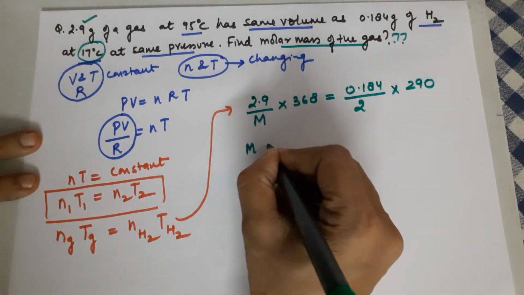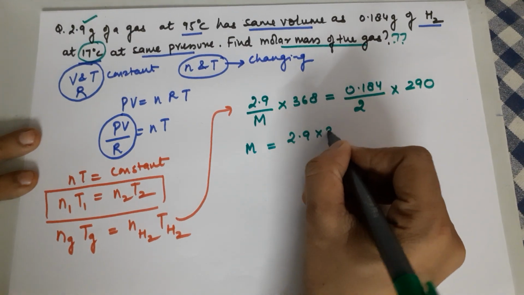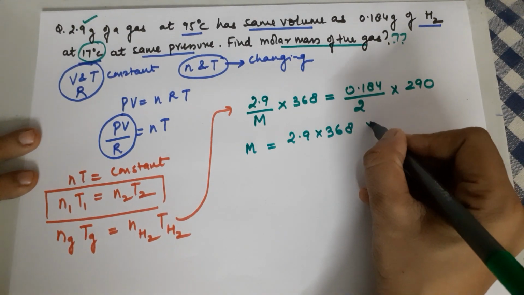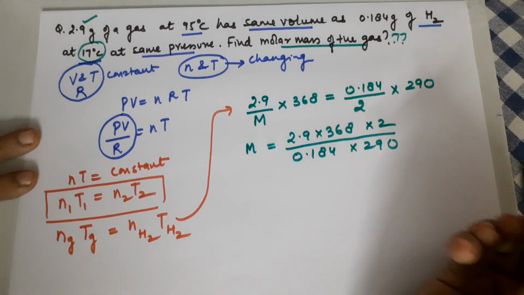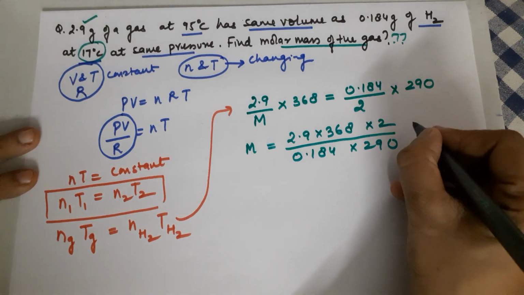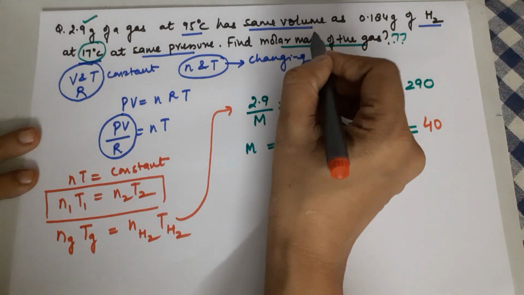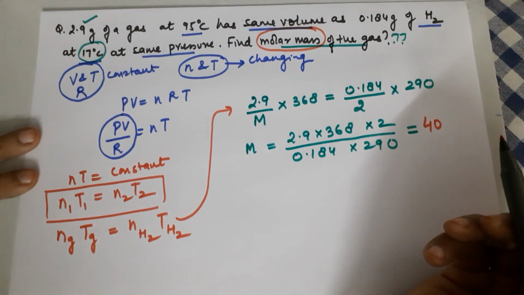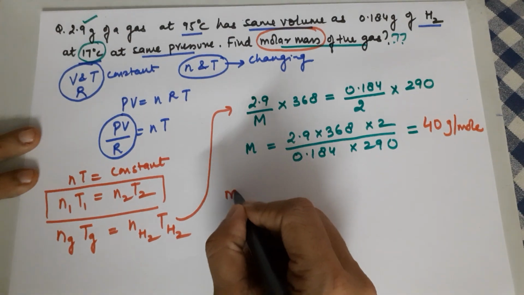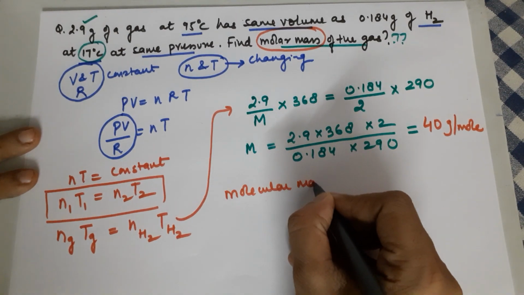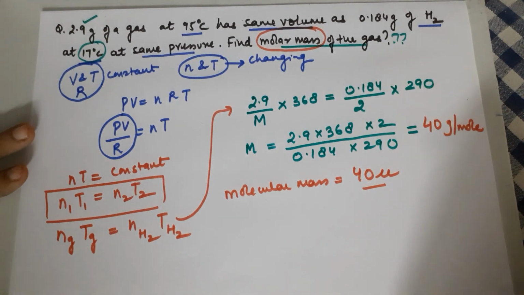From this the value of M can be found out as 2.9 into 368 into 2 divided by 0.184 into 290. So, you need to solve it. Once you solve it, your answer for this question comes out to be 40. Since the question is molar mass, it is not molecular mass, so your answer should be grams per mole. Had it been molecular mass, then your answer would have still been 40 by calculation, but you would have reported it as u. Is that okay?